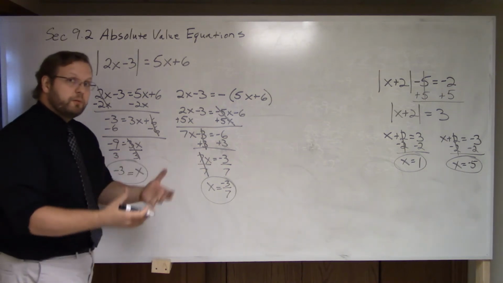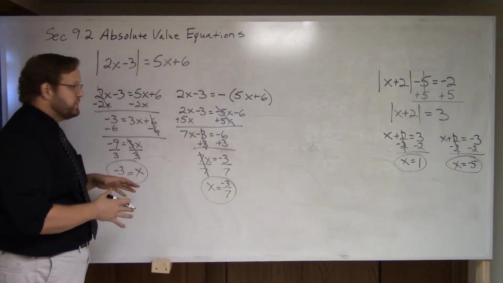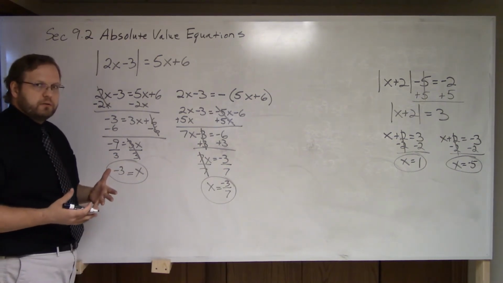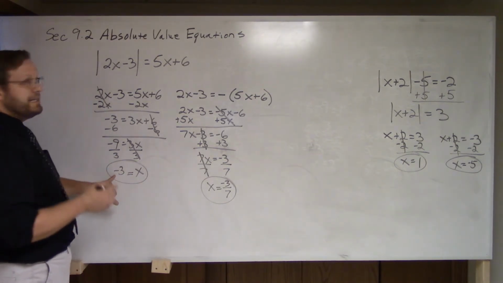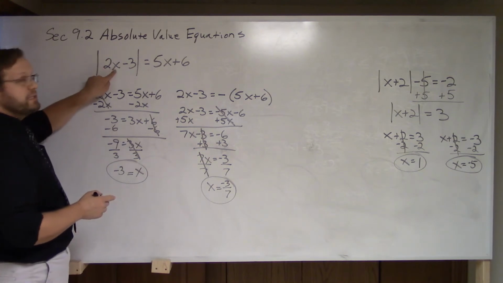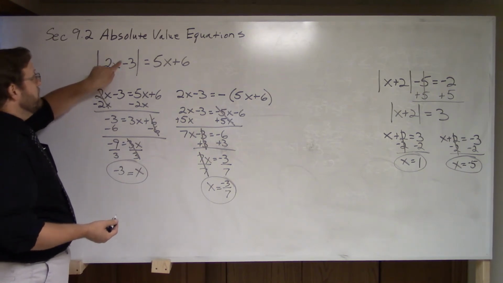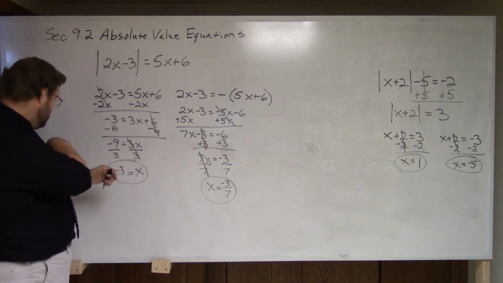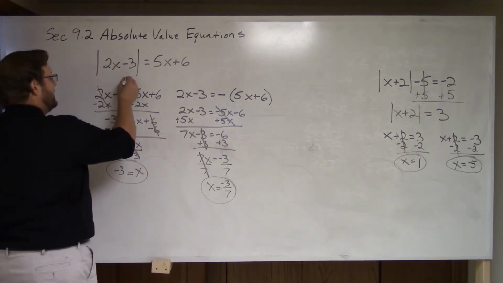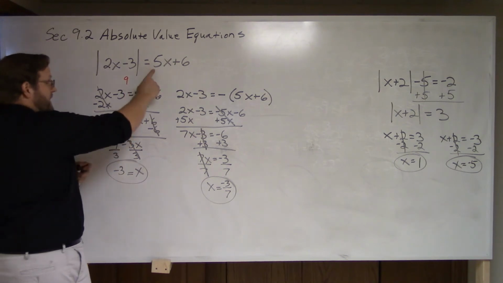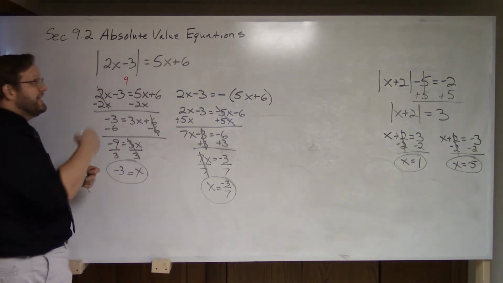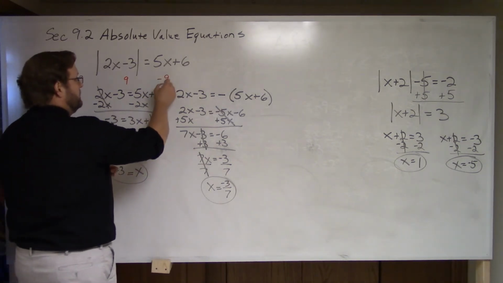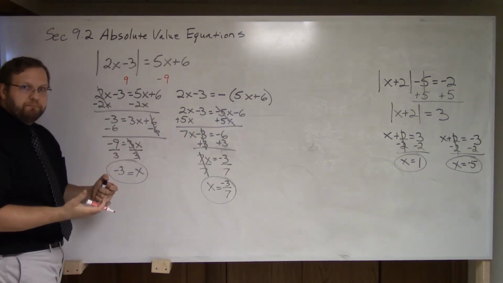Now, again, before I move on to the next one, we need to check this, because I could have done everything right, and one of these answers is just a bogus answer. So let's see what happens. If I plug in a negative 3, 2 times negative 3 is negative 6, minus 3 is negative 9, absolute value is positive 9. So I'm going to write that down so I remember. I got a 9 on this side. 5 times negative 3 is negative 15, plus 6 is negative 9. Those aren't the same, okay?